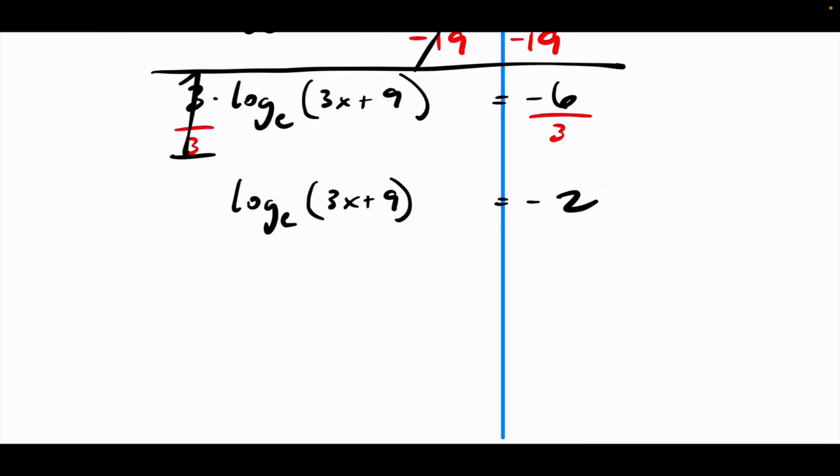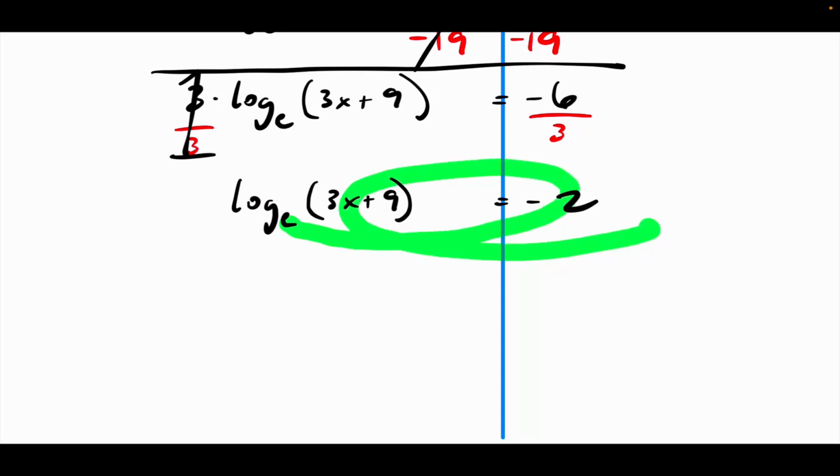Okay, now I can get to the log, but I don't want the log. To be able to get to 3x plus 9, I got to get rid of the log. So to get rid of the log, we use the loop. So we get e to the negative 2 power equals 3x plus 9. No more log. Once the log's gone, then I can actually solve it.